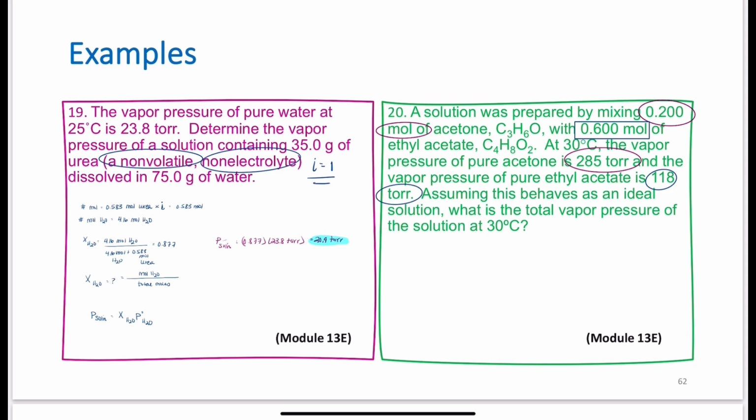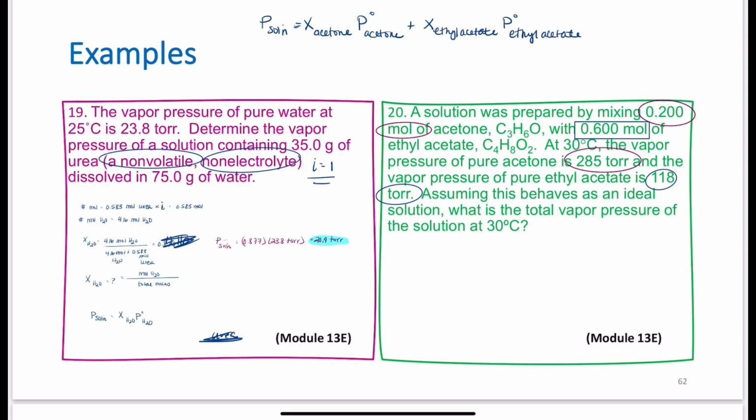So the total pressure is just the individual pure vapor pressures times their mole fractions. The pressure of the solution is equal to the mole fraction of acetone times the pure vapor pressure of acetone, plus the mole fraction of ethyl acetate times the pure vapor pressure of ethyl acetate.